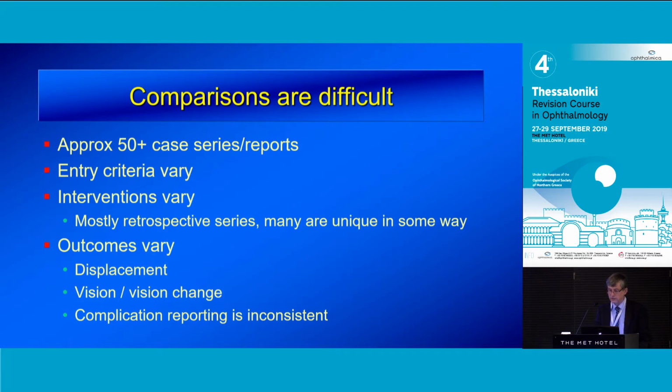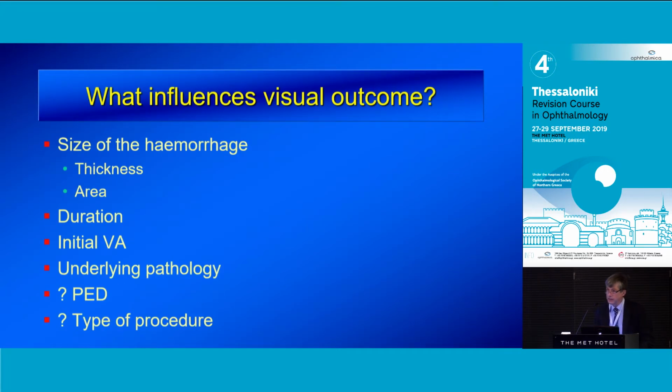So what are the things that do influence the outcome? The size of the hemorrhage is probably the most important thing, both the thickness and the area. And the duration is important as well.